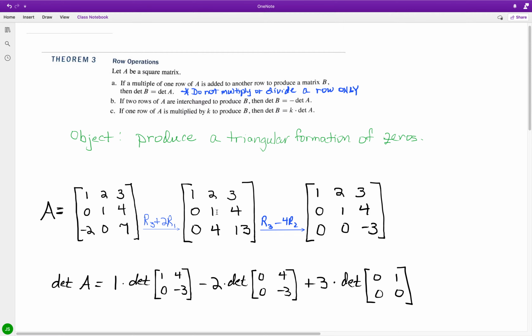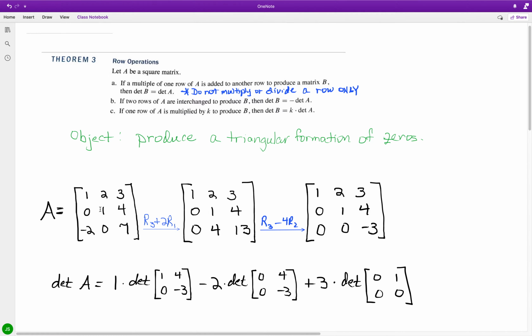Underneath, we have the number 4, and I want to make this 4 into a 0. If the 4 is a 0, we have a triangular formation of zeros. To convert the 4 to a 0, working with the pivot value 1, I take the third row and take away 4 times the second row. So the bottom row becomes 0, 0, and negative 3. And if you notice, you have this particular triangular formation of zeros.